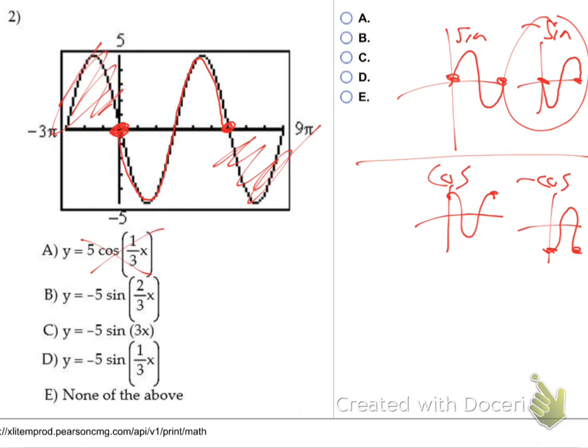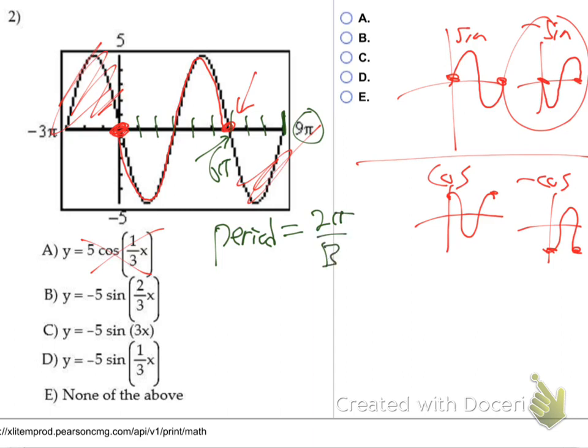So it's all about finding the period, isn't it? It's all about the period. So where is that point where one cycle, one period ends? Can you tell me? So this is 9 pi right here. Is this 1, 2, 3, 4, 5, 6, 7, 8, 9? Yeah, so that's 6 pi, isn't it? That spot right there must be 6 pi. So the period, which is 2 pi over b, the period must be 6 pi.